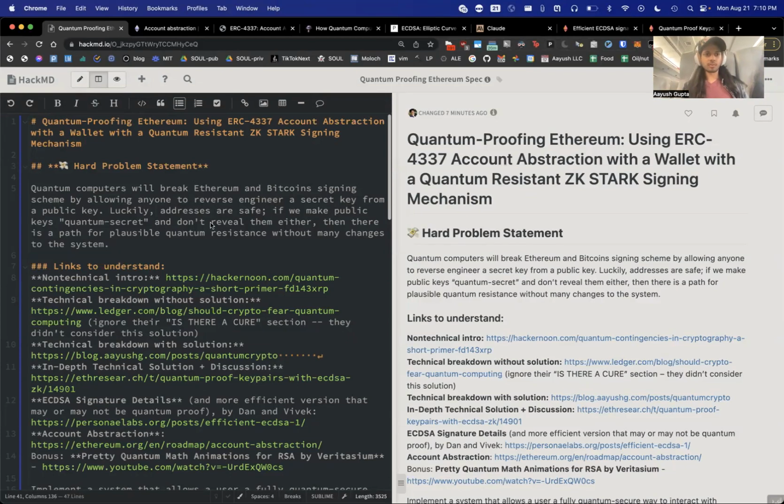Hey folks, so today I'm going to talk about quantum proofing Ethereum and some of the problems, the ideas, and a potential solution that might be interesting for you all to implement. To get started, I will do a brief breakdown of what exactly the powers of a quantum computer are, what exactly in Ethereum and other blockchains like Bitcoin breaks, what some proposed solutions are, and what is the solution that I think is most practical, which requires the least migration, which is namely to use ZK Starks as a signing mechanism for ECDSA.